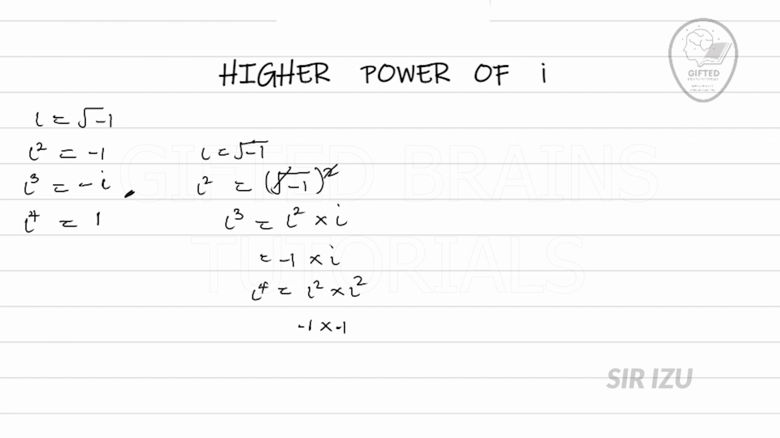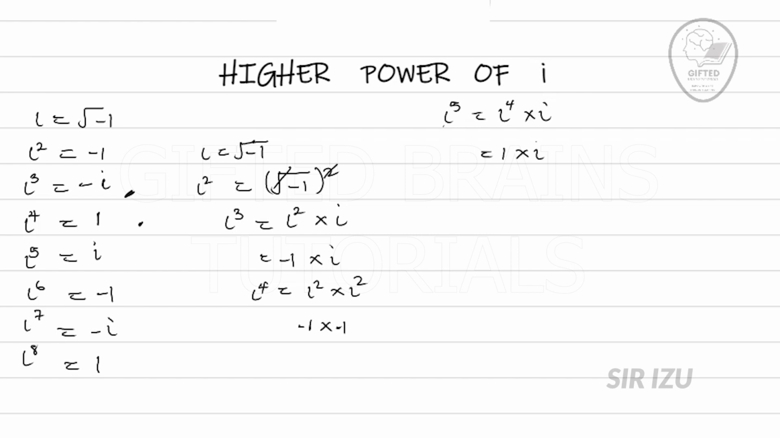If I say i raised to power 5, then it will give me i again. How did I come to this? It is simply because i to the power 5 is i to the power 4 multiplied by i, and i to the power 4 is 1, so you get 1 times i. So i to the power 6 gives me minus 1, i to the power 7 gives me minus i, and i to the power 8 gives me 1 again.